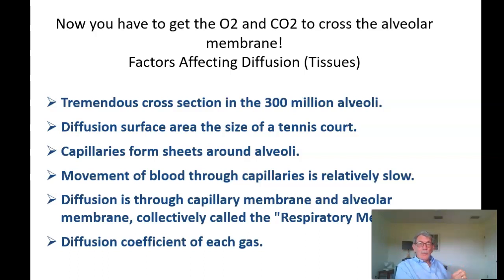How do we get so much to move? Well, the tremendous cross-sectional area of all those alveoli. You have a diffusion area the size of a tennis court. It's a big area for diffusion. It can happen within less than half a second as the blood passes through that little net of capillaries around the alveolus. Before it's even halfway past, it has equilibrated.